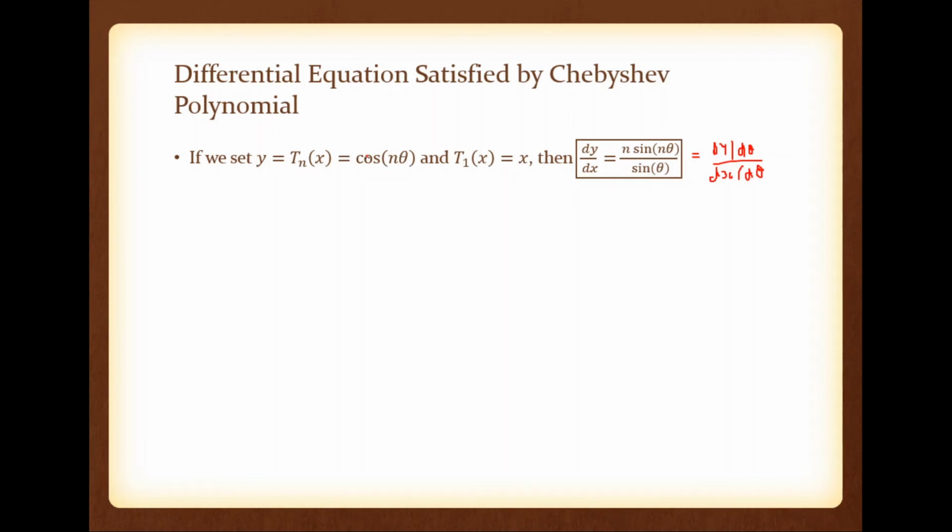This is cos n theta. So its differentiation is n sine of n theta, right? So the numerator is n sine of n theta. Okay. Now what about the denominator?